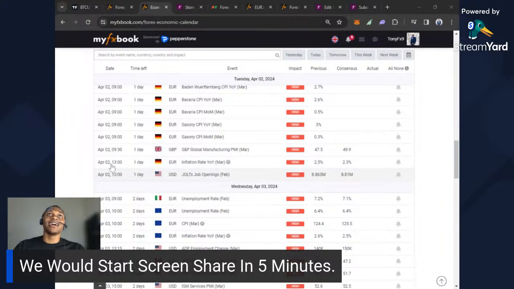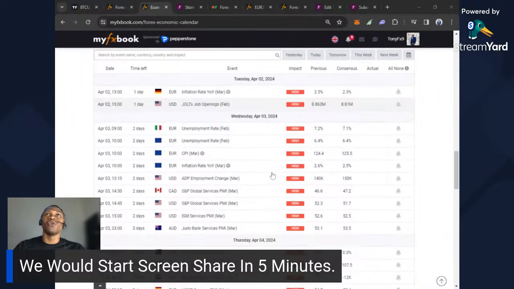This New York session 1 p.m. West African time, and then we have the job openings for the United States of America by 3 p.m. West African time. If you see a figure higher than 8.81, it is good for the USD, but a figure lower than 8.81 is bad for the USD.